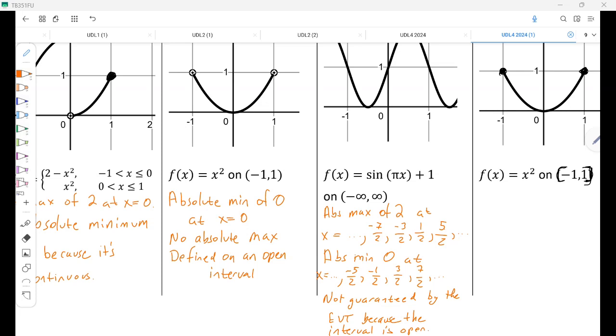So think about this. Think about sine x as an example where, despite the EVT, we hit both a minimum and a maximum. But just think of something like x cubed. Does x cubed have a maximum? No, it goes up forever, right?